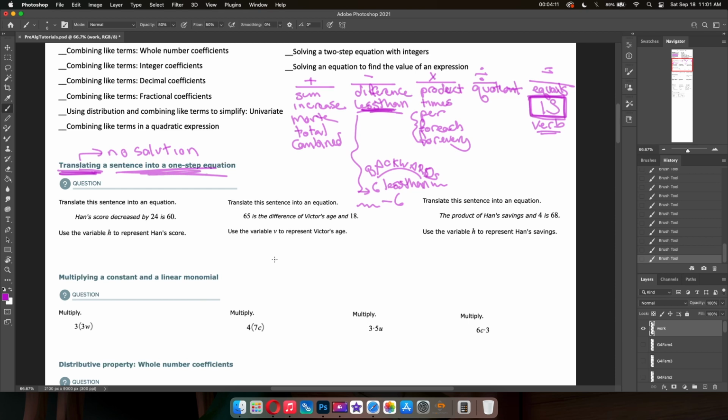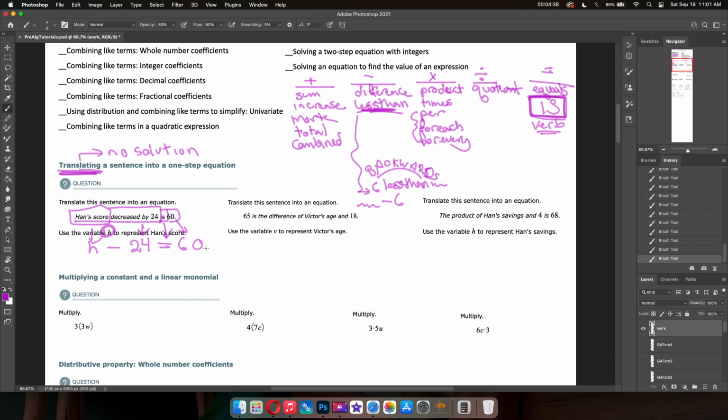And let's narrow in our focus finally, Ms. Dubois. So Hans' score decreased by 24. And we know immediately what letter we're going to use. So Hans' score decreased by 24 is 60. And you can kind of see them box up and take all of their different places. Decreased by, is, and then you're 60.